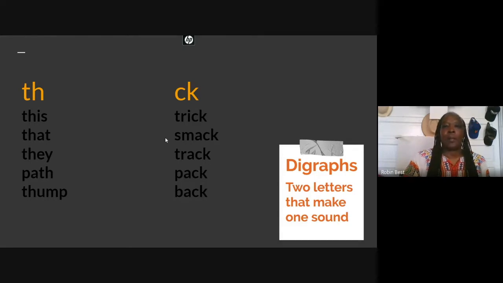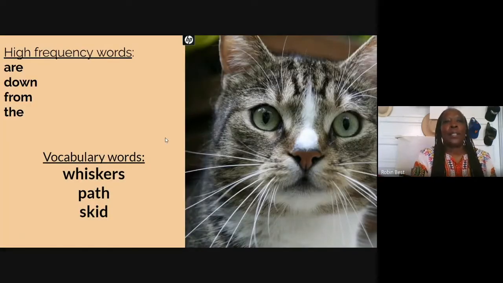Great job. Today we're going to have several high frequency words in our story. I just chose four for us to look at today. Are, down, from, the.